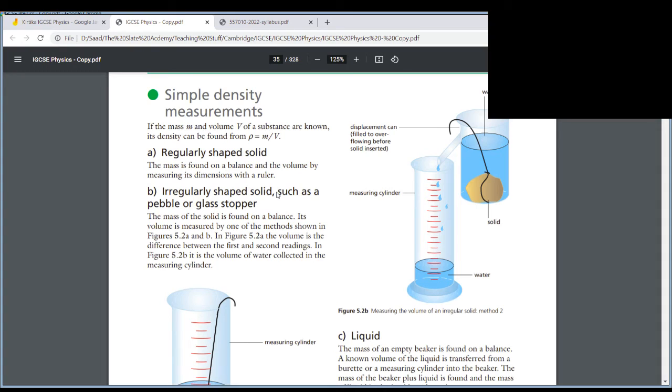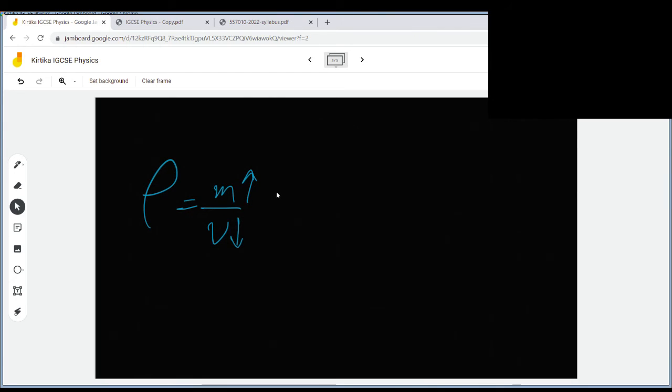In any equation, this is the rule for math: if you have one equation, you can find the value of one unknown. For example, if you have x cubed plus x squared plus 5x is equal to 3, you can find out the value of x. But if you have x plus y is equal to 3, you cannot find the value of x or y.